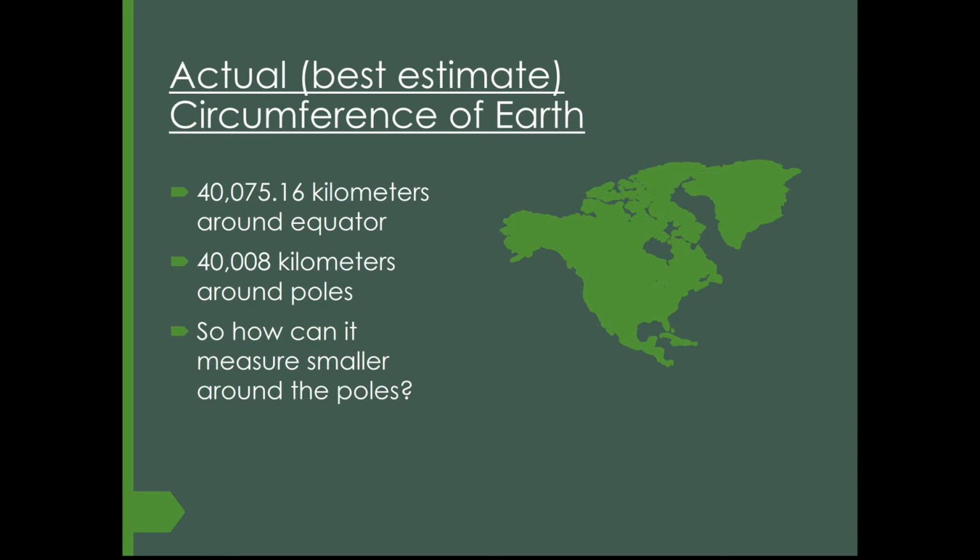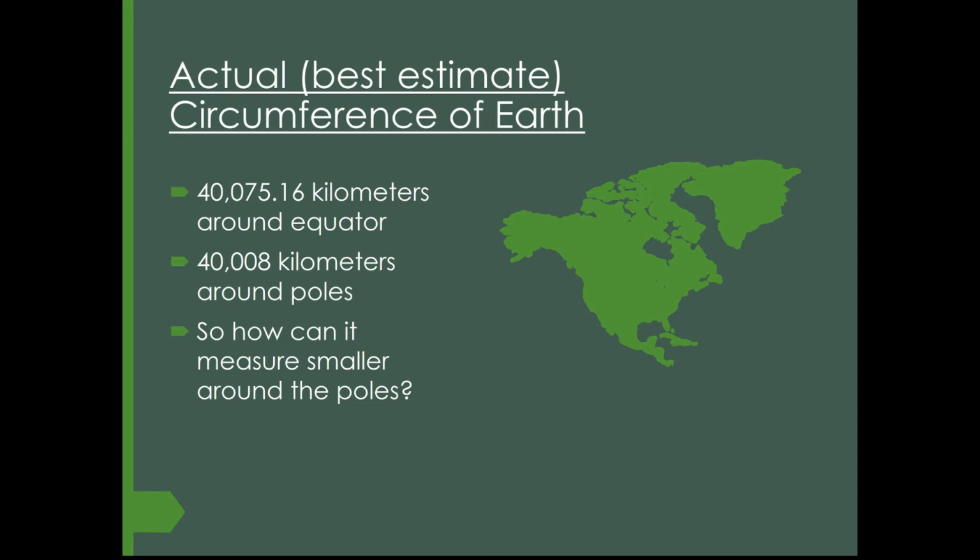Now, he was not off by that much. It actually was just about 1,400 kilometers. So, how can the Earth measure smaller around the poles? Seeing here that it's 40,075.16 kilometers around the equator and 40,008 kilometers around the poles.